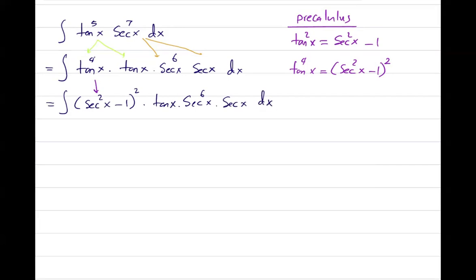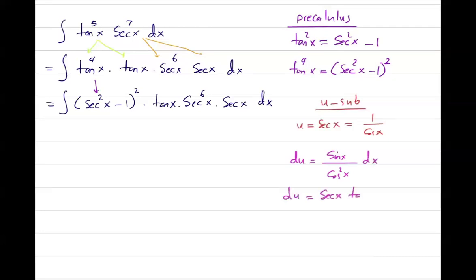What if I take u to be secant? By using u substitution, if I take u to be secant of x, secant is 1 over cosine of x. How do you calculate du? du is equal to the derivative of 1, which is 0, times cosine, minus the derivative of cosine, which is negative sine. So negative, negative, you get sine x divided by cosine squared of x dx, or du, as you remember, is secant x times tangent x dx. Do I have it? Yes, I can see it right here. This is my du.